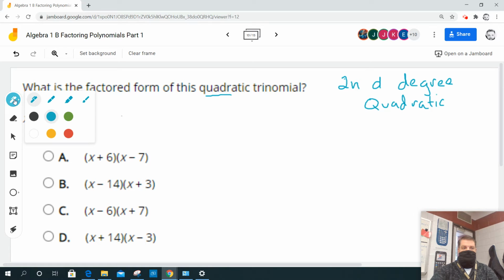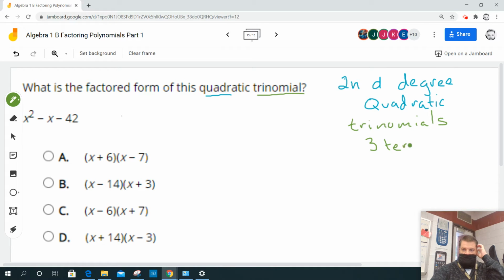And then trinomial, what does that mean? Oops, I wanted to change the color there. 3, right? So trinomial really means 3 terms. So this thing in standard form, in other words, this has 1, 2, 3 terms, and it has this raised to the second power.